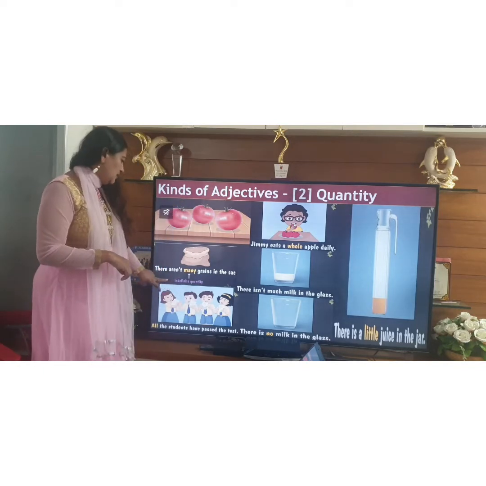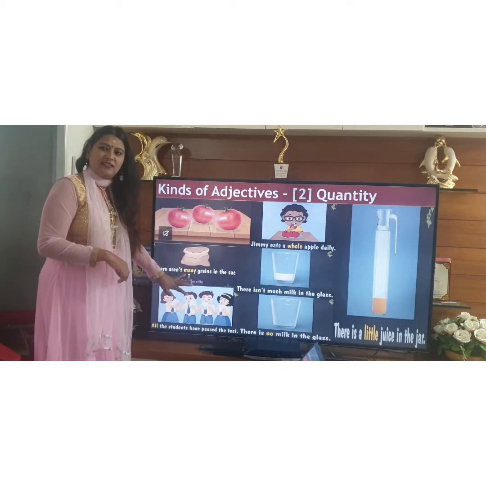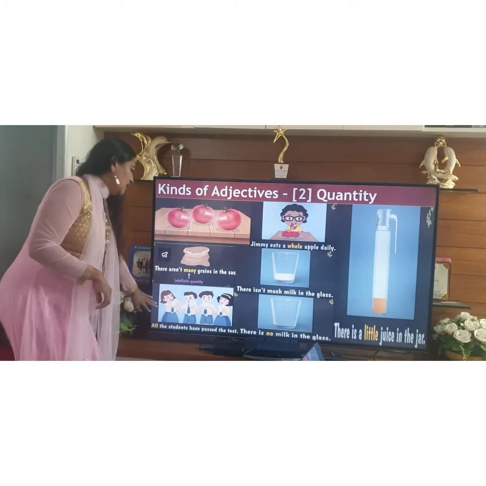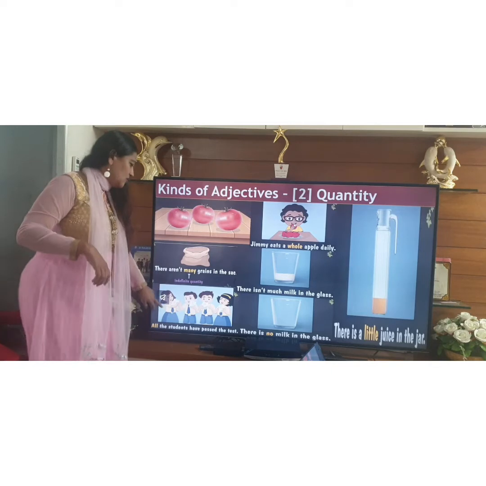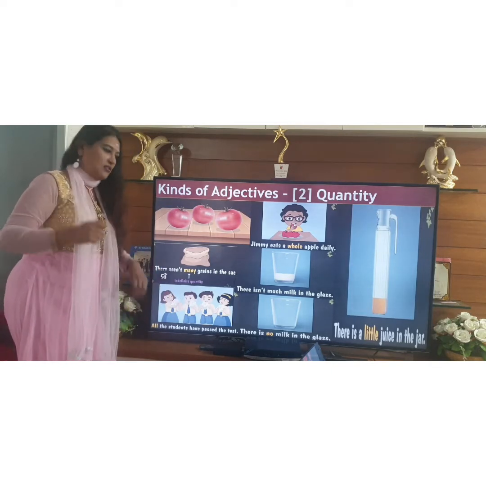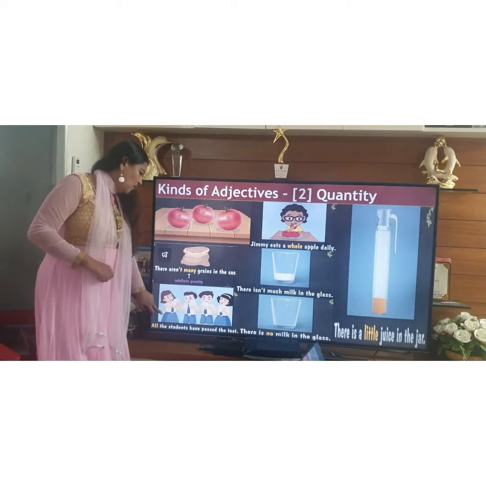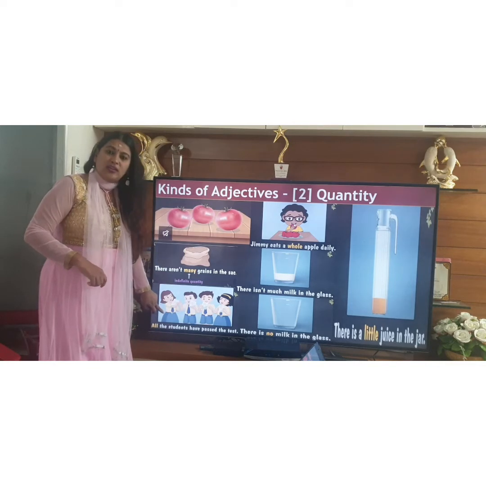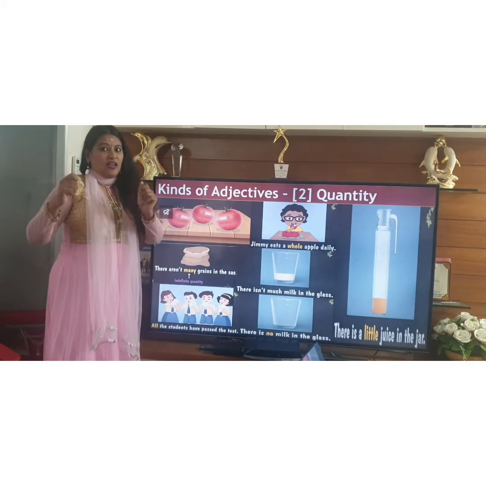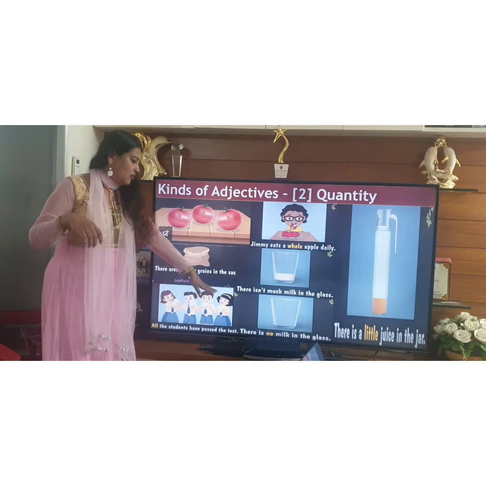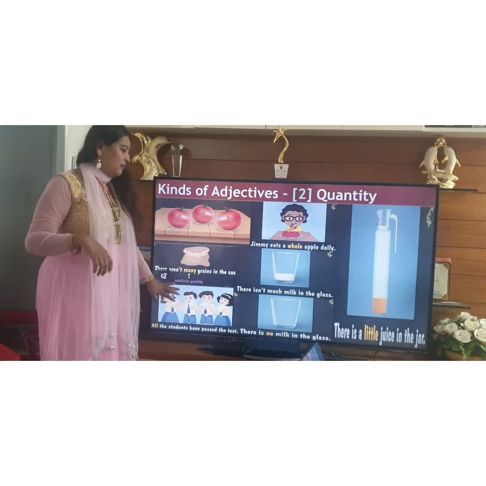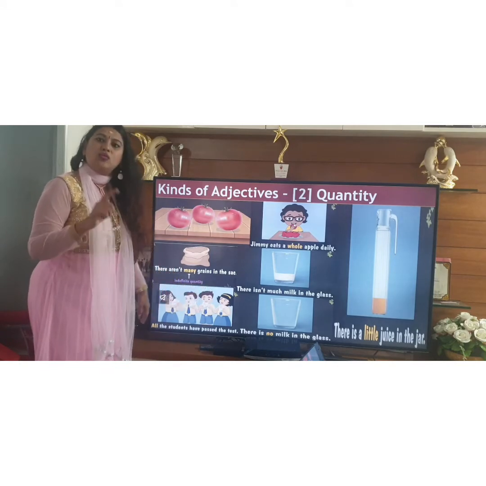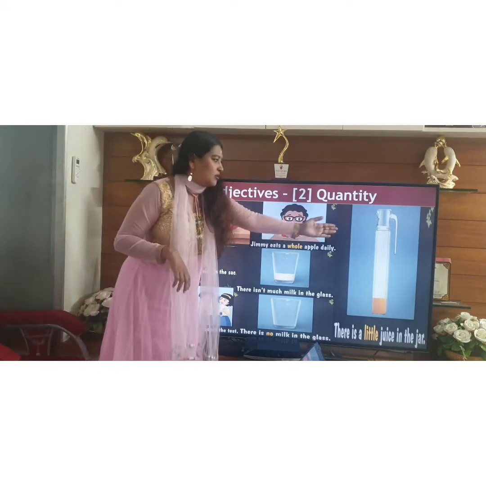See here, there aren't many grains in the sack. See here, for this, many. The girls in this picture are holding A grades. These are all the students who have got an A grade, right? See? So what are they doing? They are actually showing that they have got A's. But you can count. You can see 1, 2, 3, 4. You can count them. So anything which you can count, you use many. Anything which you can't count, see the quantity.